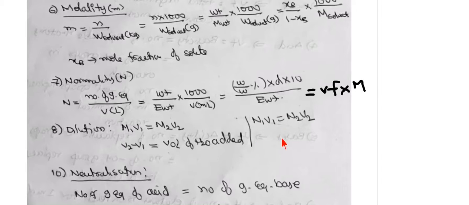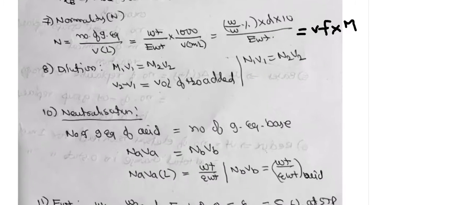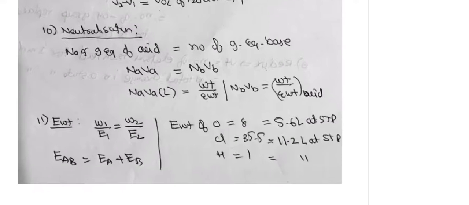If any neutralization is going on, neutralization means a reaction between acid and base. Here the number of gram equivalents of acid equals the number of gram equivalents of base. How can we find the number of gram equivalents? N into V in liters, or weight by equivalent weight. So we use NaVa equal to NbVb, or NaVa in liters equal to weight by equivalent weight of acid, and NbVb equal to weight by equivalent weight of base.